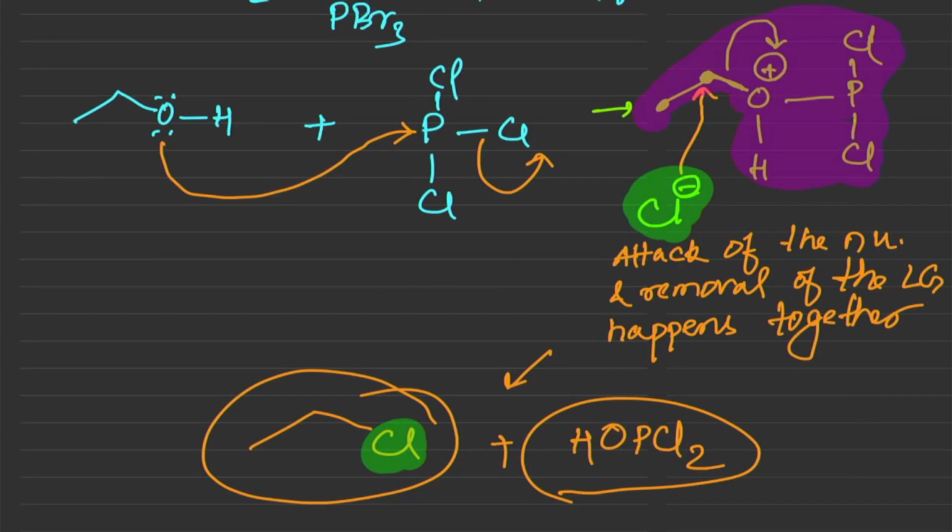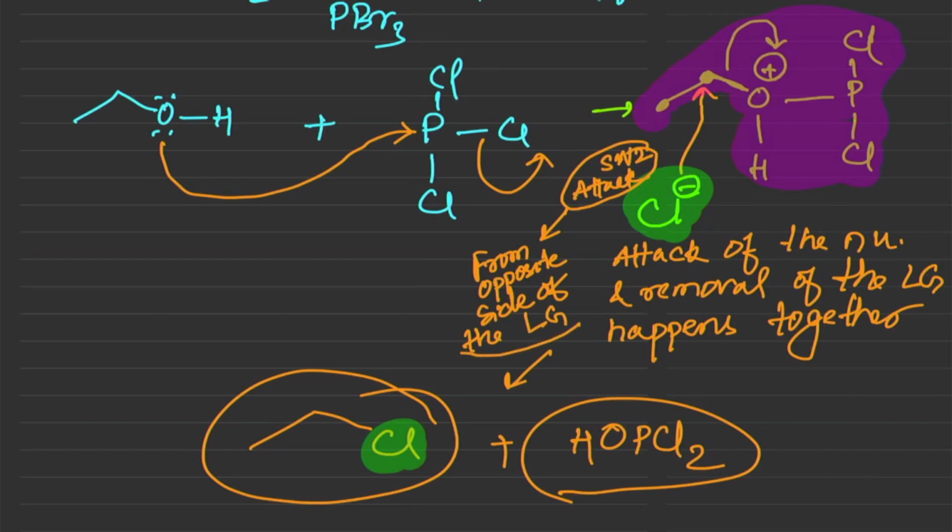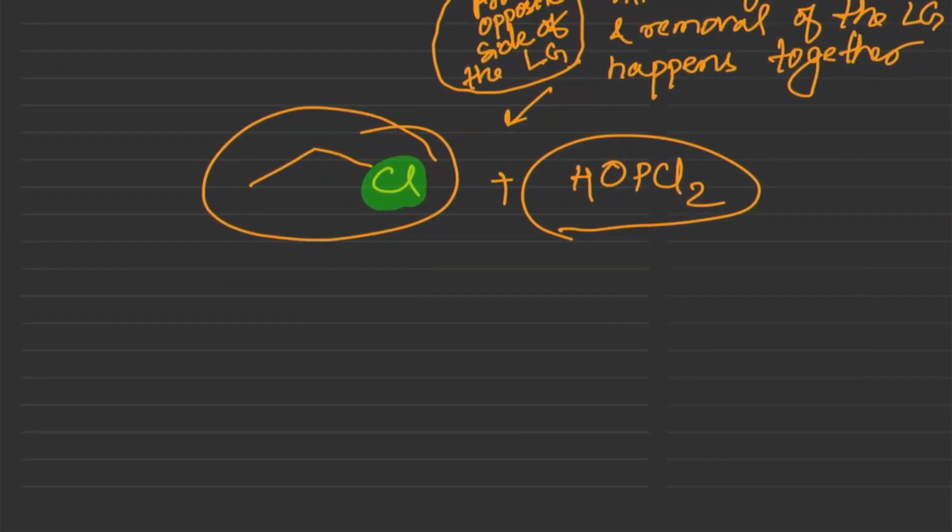So quick recap. This is an SN2 attack, right? So which direction will it attack? SN2 attack always happens from the opposite side of the leaving group. So keep that in mind when you're solving problems. So let's look at a couple of problems here.